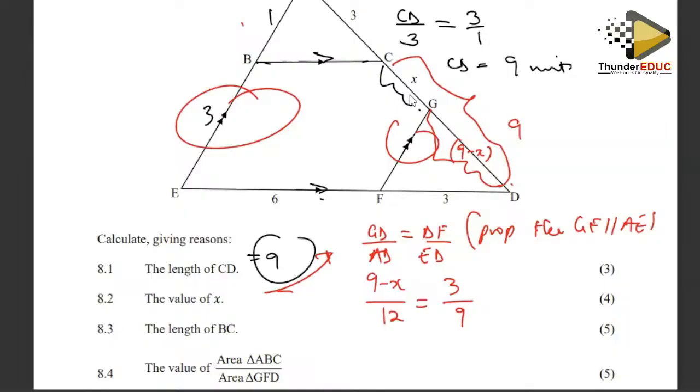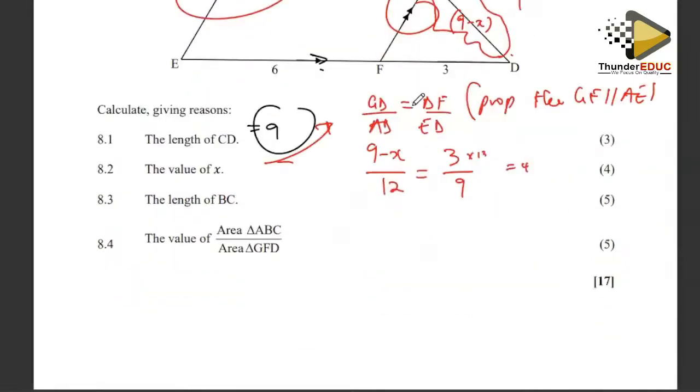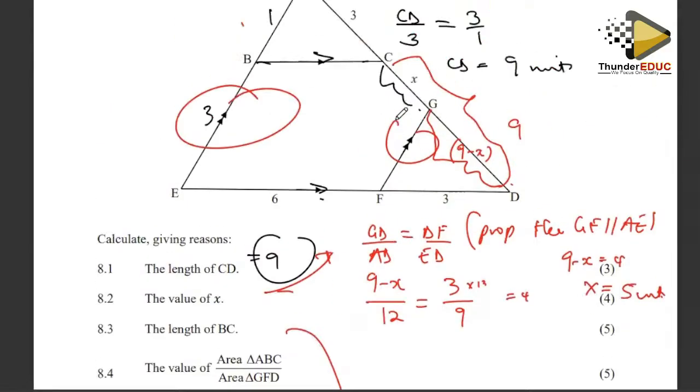So that's going to be like a 36/9, which is a 4. Okay, so meaning it's going to be 9 minus X is a 4, which means X is 5 units. Then they want us to get the length of BC.